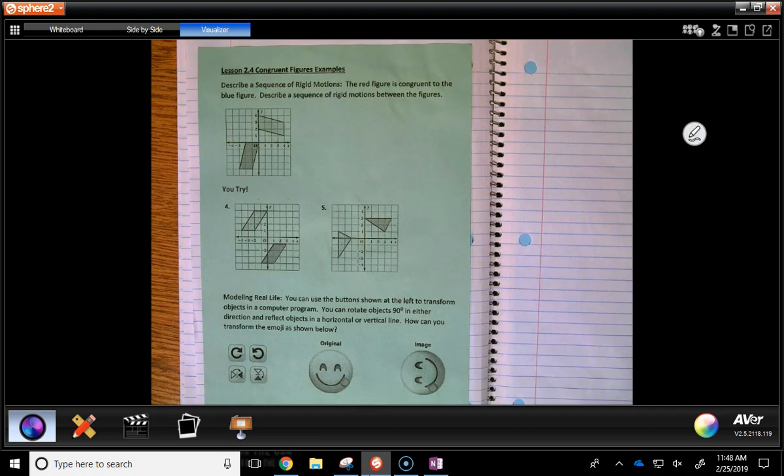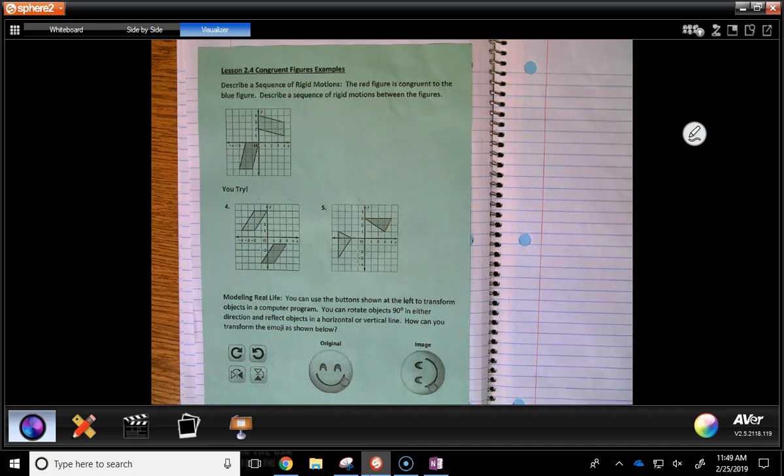I've already given you out the tracing paper. So using tracing paper should make this easy. The whole purpose of tracing paper is so we can visually see our math happening, where we can see the changes and we don't have to try and picture it in our head. The very first one says, describe the sequence of rigid motion. This is kind of like what we worked on Friday.